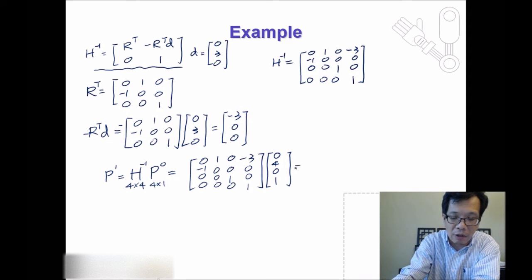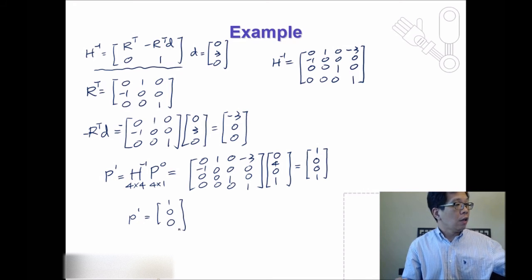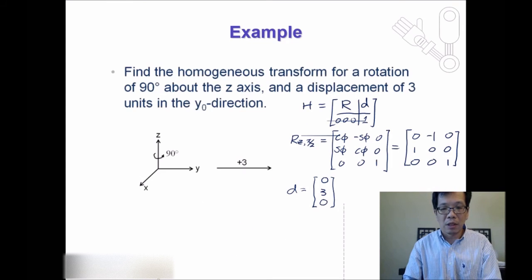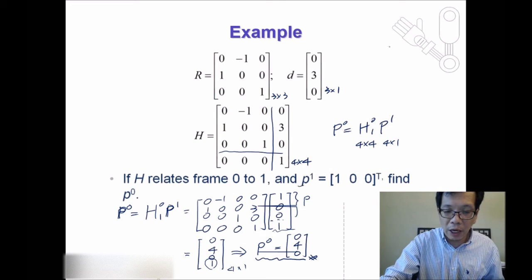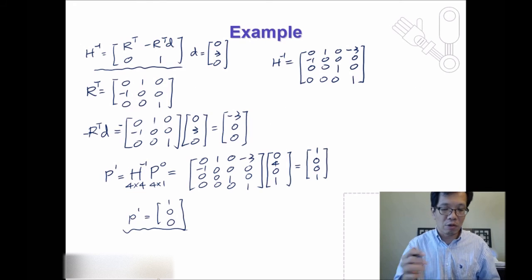Then if you do the calculation over here, you're going to find the answer is 1, 0, 0, 1, which means my small p1 is going to be 1, 0, 0 over here. So you can check this answer with the original problem statement a few slides back, this one over here. We tried to identify the position after transformation, and the original position is going to be 1, 0, 0, which is identical to our calculated result over here.